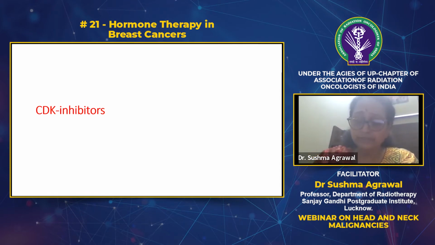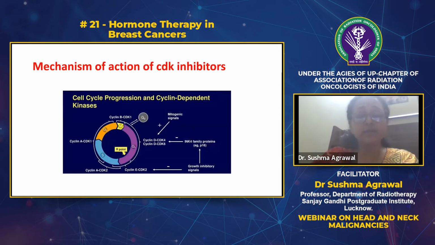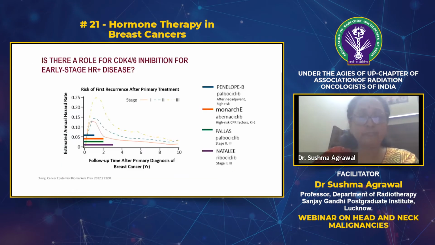Now, the last is the role of CDK inhibitors in early tumors. Is there a role? First of all, the mechanism of action. I told you earlier that they block the CDK4/6 inhibitors, which acts on G1 phase. So there is a cell cycle arrest. Now, there have been 4 studies in early stage tumors using all the 3 drugs.